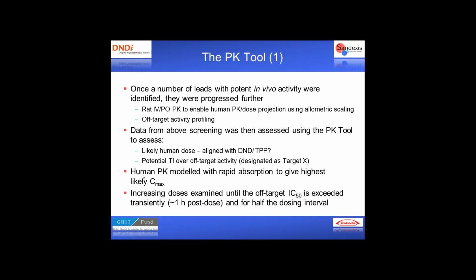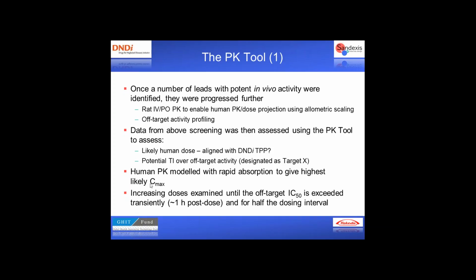One of the advantages of the human PK tool is that you can change the parameters to change what you think the absorption rate of a compound might be, and we've deliberately set that to have rapid absorption right now to give us the highest likely Cmax, because we think that any off-target activity with relation to this particular target is going to be Cmax driven.